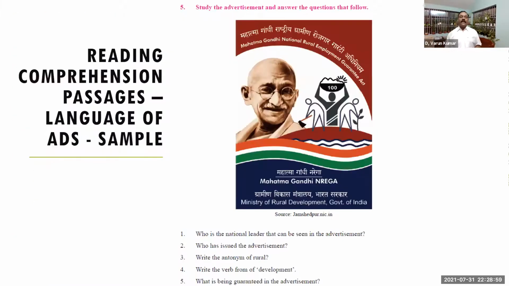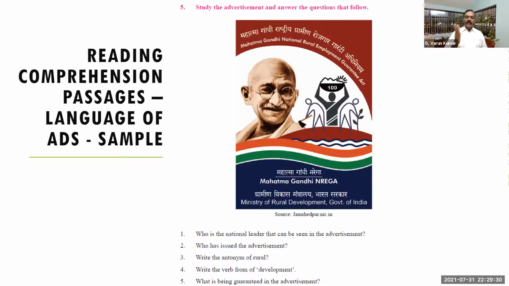Next, let us see reading comprehension passages, language of ads, advertisements. So here is a sample. Look at this picture. There is Mahatma Gandhi's picture. And what is this advertisement about? All the details that you can find easily here. So before going to the picture, look at the 5 questions. Who is the national leader that can be seen in this advertisement? How easy it is, you see.